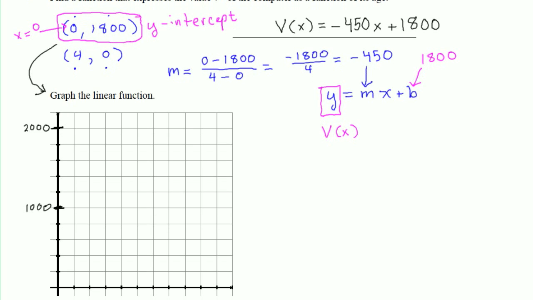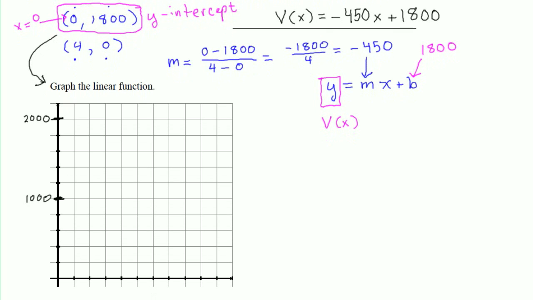Now we need to define the scale on the x-axis as well that will allow us to use as much of the grid as possible and still get out to 4. So I'm going to say 2 tick marks is 1 unit down here. 1, 2, 3, and 4. And we'll go ahead and label 5 as well. And all we have to do at this point is plot the 2 points that were given. (0, 1800) is here on the y-axis. (4, 0) is down here on the x-axis. And we can draw the line that connects these 2 points.